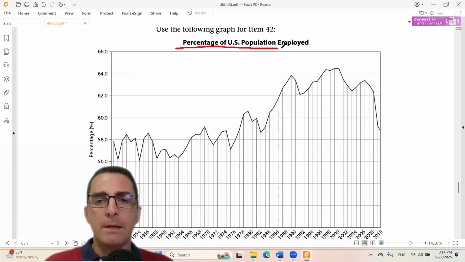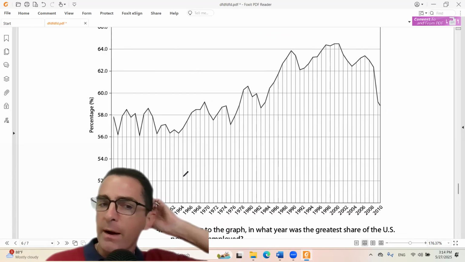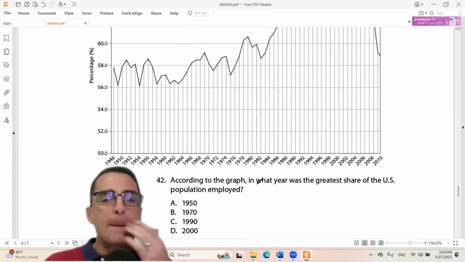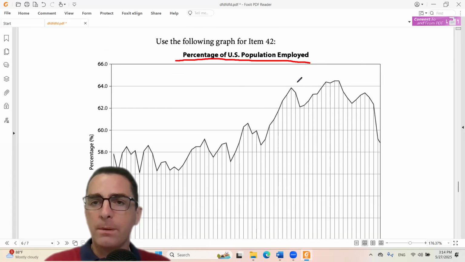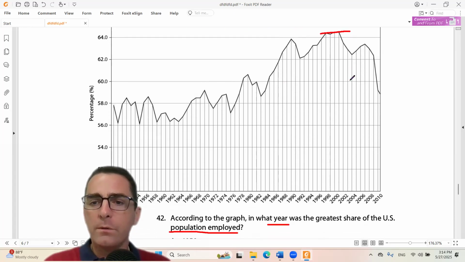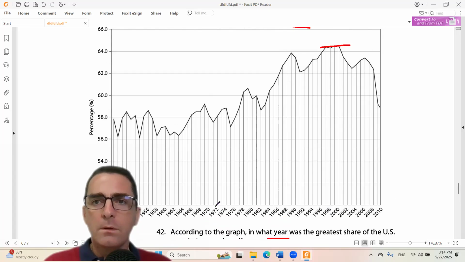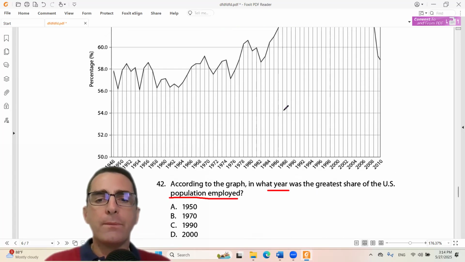Percentage of the US population employed. Let's see. Percentage, just looks like an easy graph. Years here along the bottom. So it says, according to the graph, in what year was the greatest share of the US population employed? Okay, so that should be easy enough. It's up here. It's one of these years. So we're around 2002, 2000, at the highest point, the peak. This is the peak of the graph.